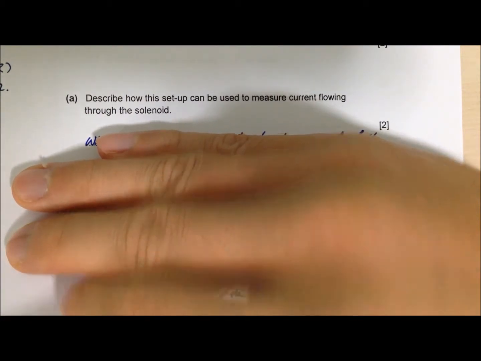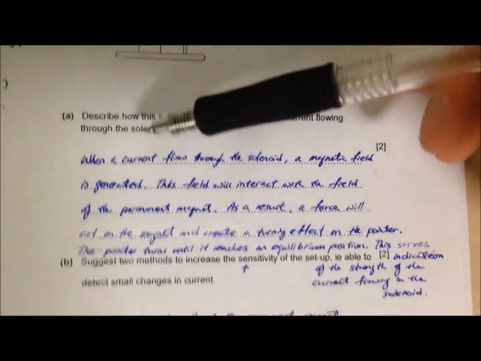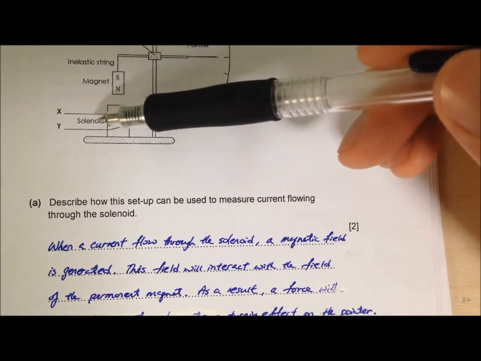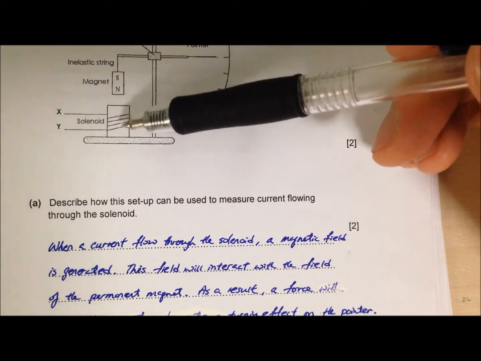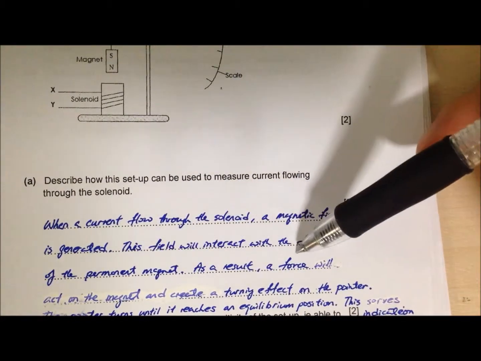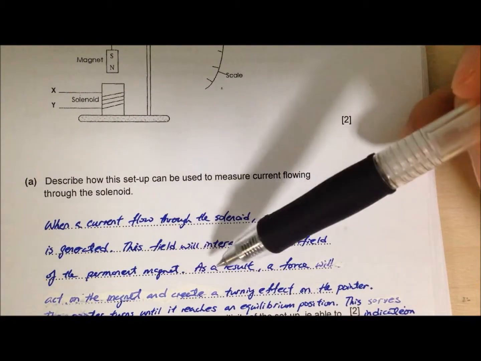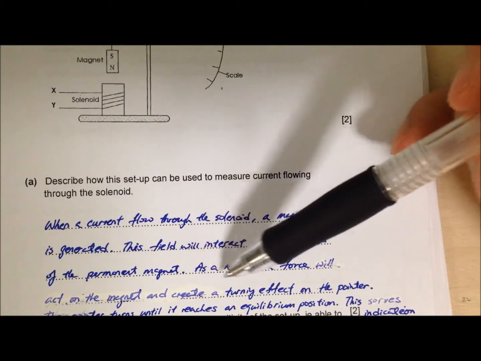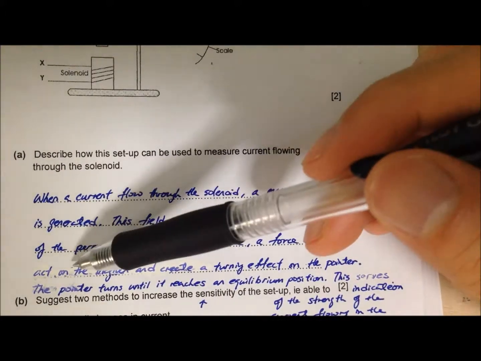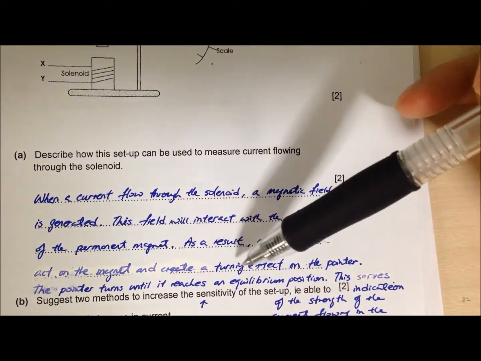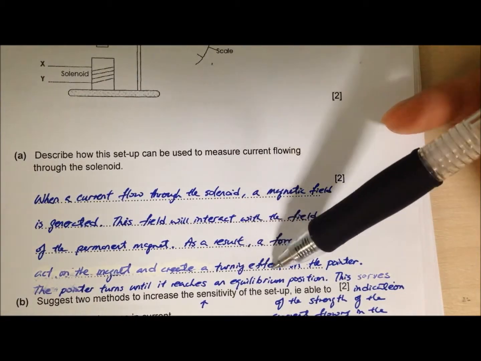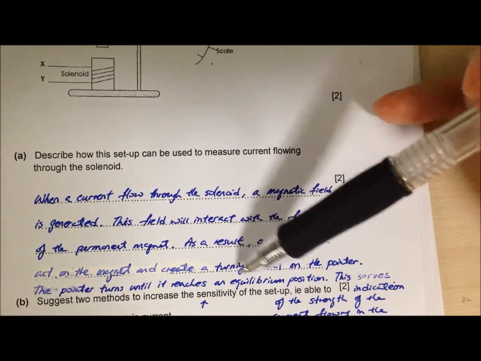Okay, ready? So how are you going to explain? First, you start off with this part. Say that when the current flows through the solenoid, this solenoid is going to produce a magnetic field. Now this magnetic field is going to interact with the magnetic field from the permanent magnet. So use words like this, conjunction words. As a result, there will be a force, and this force will act on the magnet and create a turning effect on the pointer. So you see here, turning effect. This is a special term. You need to learn this.